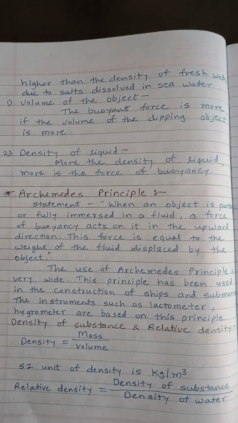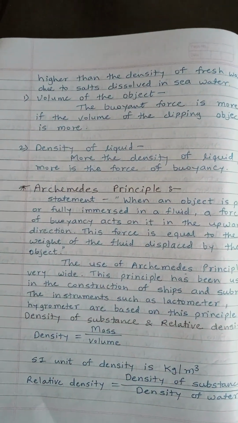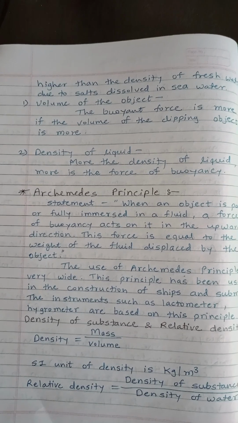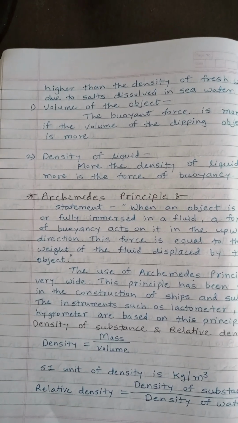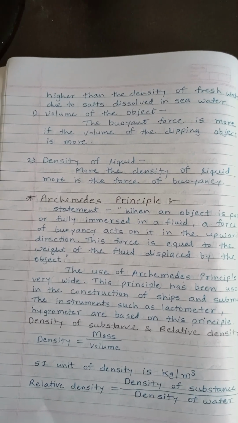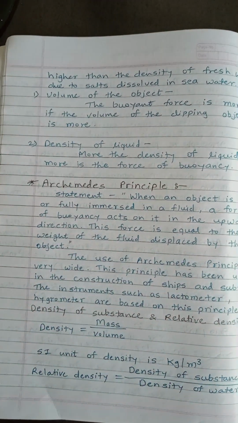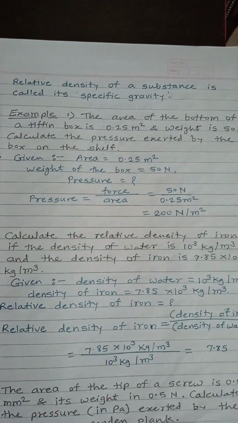Density of substance and relative density. What is the formula of density? Density is equal to mass upon volume. SI unit of density is kilogram per meter cube, and relative density is equal to density of substance upon density of water. Now we can see some examples.